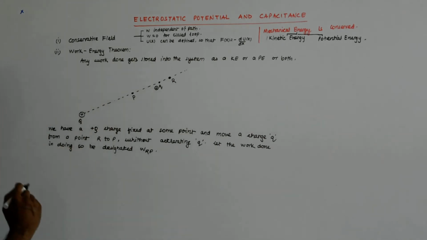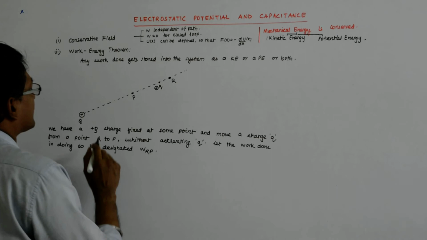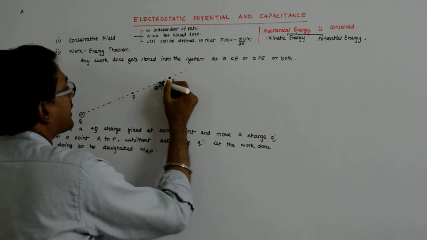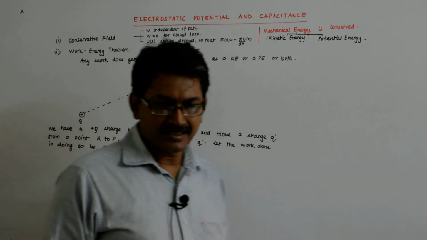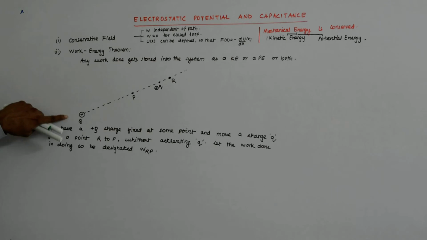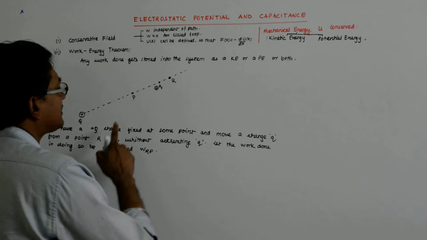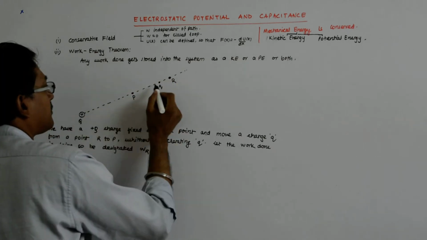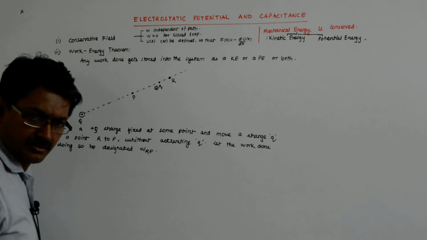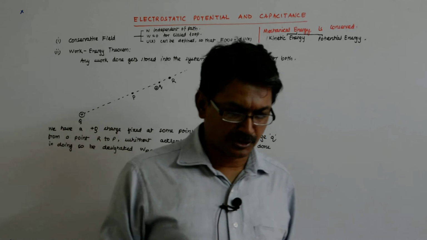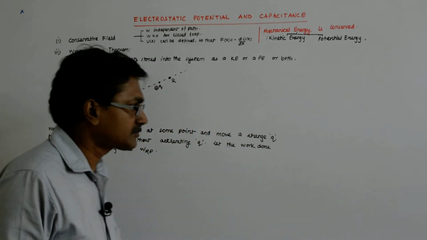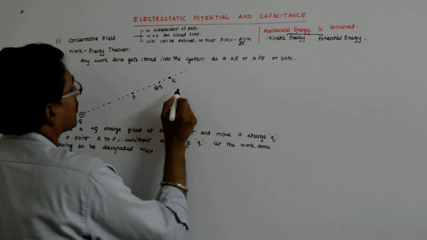So what will it be? We will soon go into the nitty-gritties of that, but let us try to understand. As I start coming closer to the charge plus q, what happens? Both are positive, so there is a force of repulsion, correct? And I know the exact value of that by Coulomb's law. Is it not?